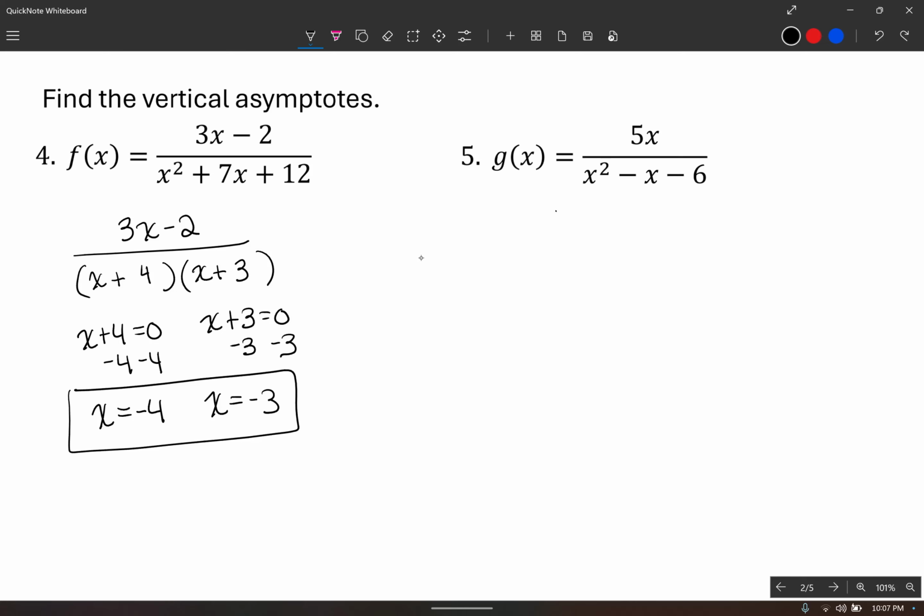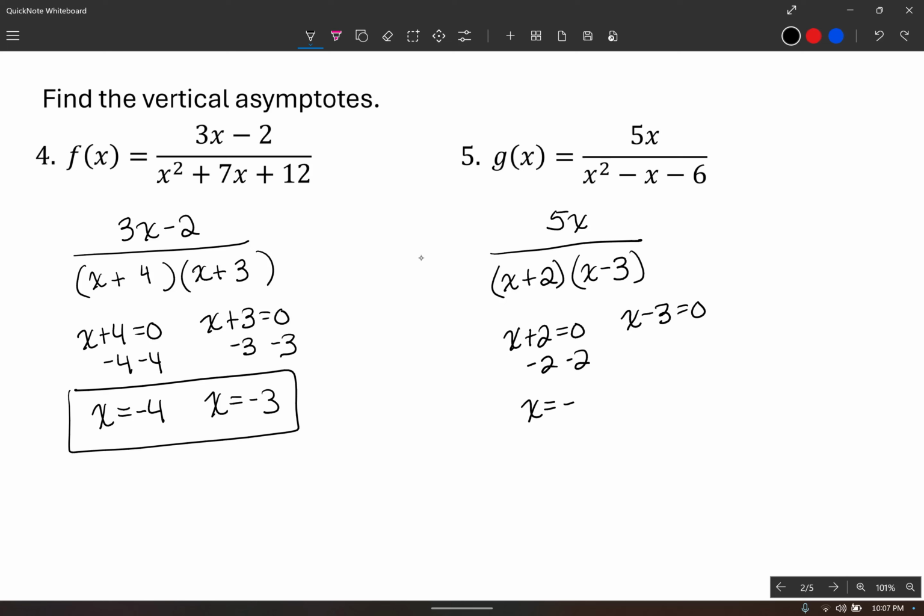All right, same thing on 5. I cannot factor 5x, but I can factor the bottom part. So since I have a minus in the back, I have 1 positive, 1 negative. And what multiplies to make 6 that will subtract to make 1 is 3 and 2, and I need that to be a negative 1 in the middle. So 3 has to be negative, 2 has to be positive. Again, I don't have a factor in top that will cancel with a factor on bottom. So both of those factors in the denominator are going to get set equal to 0. And then I'll solve. So I subtract 2. So I have one vertical asymptote at x equals negative 2 and another vertical asymptote at x equals 3.